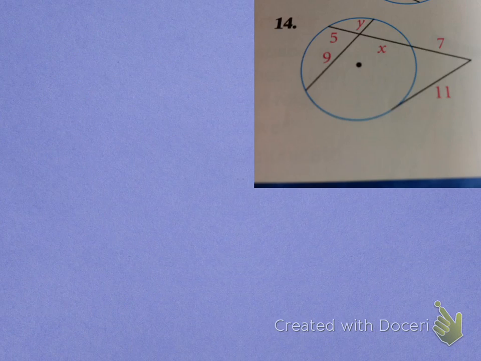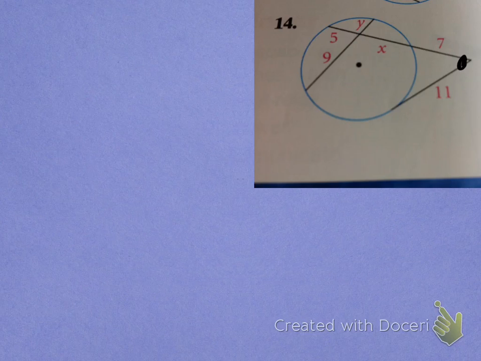In this example here, we need to solve for x, and we need to solve for y. First of all, there's a couple key things here. This point on the side here is one of the intersection points, and this point in the middle is another intersection point. Those are the key points you want to look at, okay?